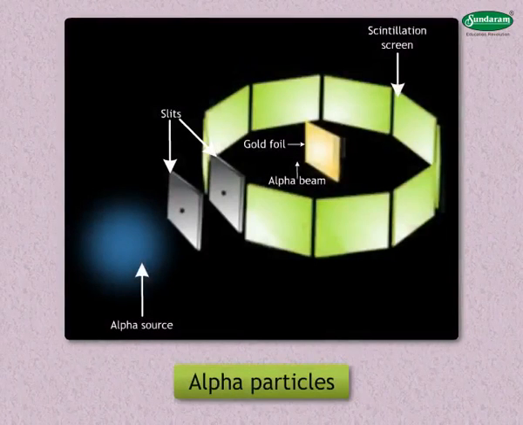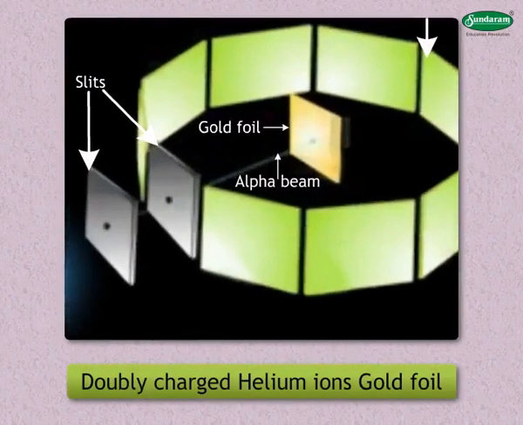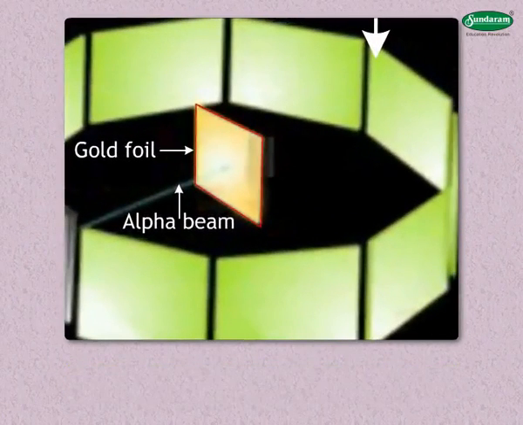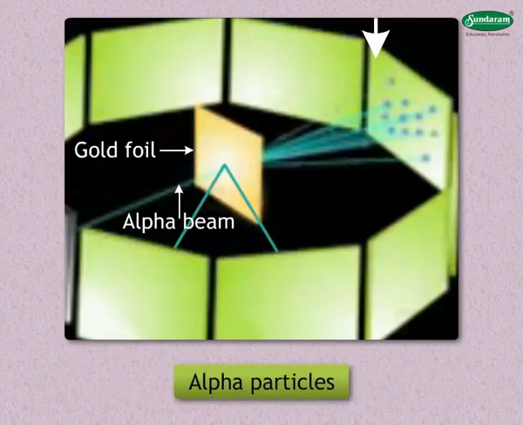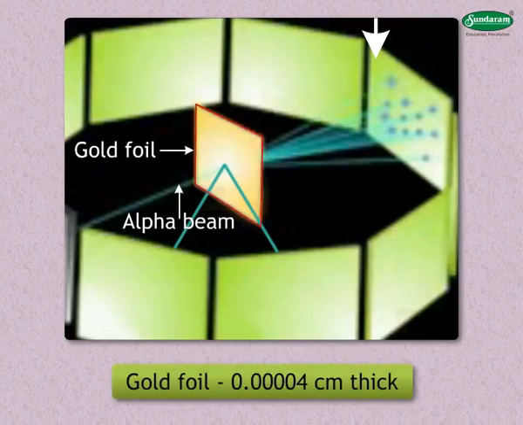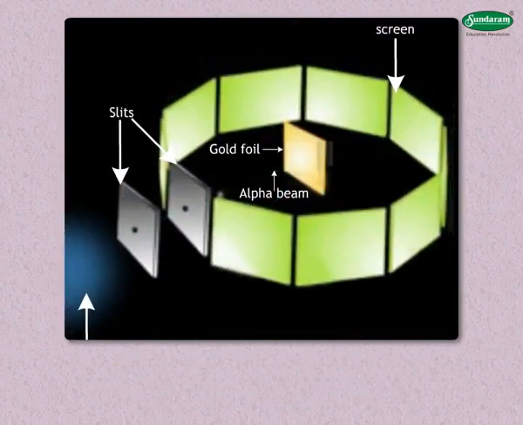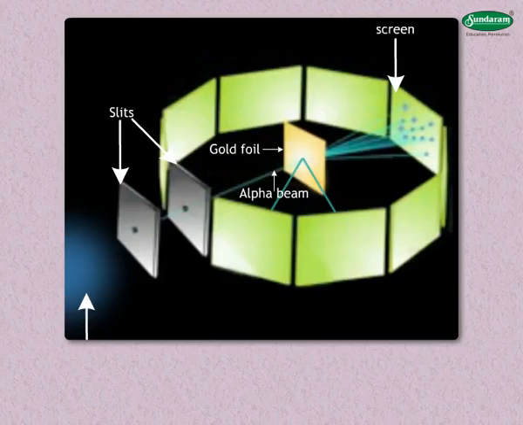Rutherford beamed alpha particles, which were doubly charged helium ions, through gold foil and detected them as flashes of light or scintillations on a screen. When alpha particles collide on the screen, it scintillates. The gold foil was only 0.00004 centimeter thick, meaning a few hundreds of atoms thick. He expected the alpha particles to pass through with relatively little deflection and strike the fluorescent screen directly behind the foil. In fact, what was observed was the following.